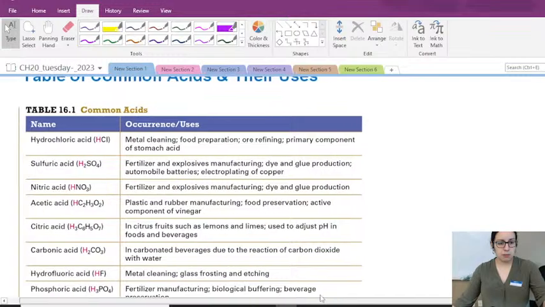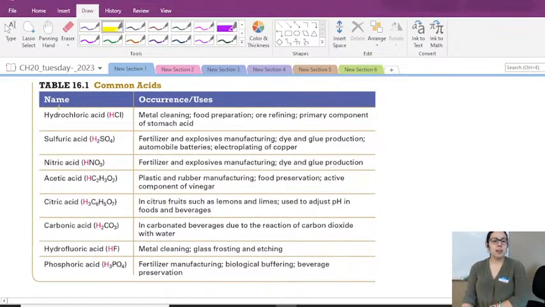Now here's a table of common acids. You are pretty familiar with hydrochloric acid, I think, at this point. This could also be used in metal cleaning. It's used in a lot of ore refining, and it's also the primary component of your stomach acid. And then there's sulfuric acid, which is used in automobile batteries. It can also be used in fertilizer manufacturing and electroplating of copper. Nitric acid, we've used some in lab, but it's also key in fertilizers and explosives.